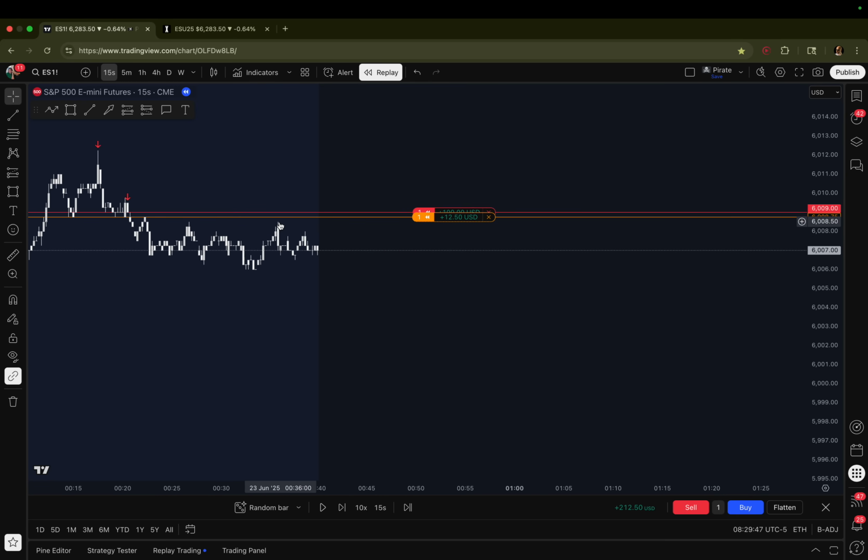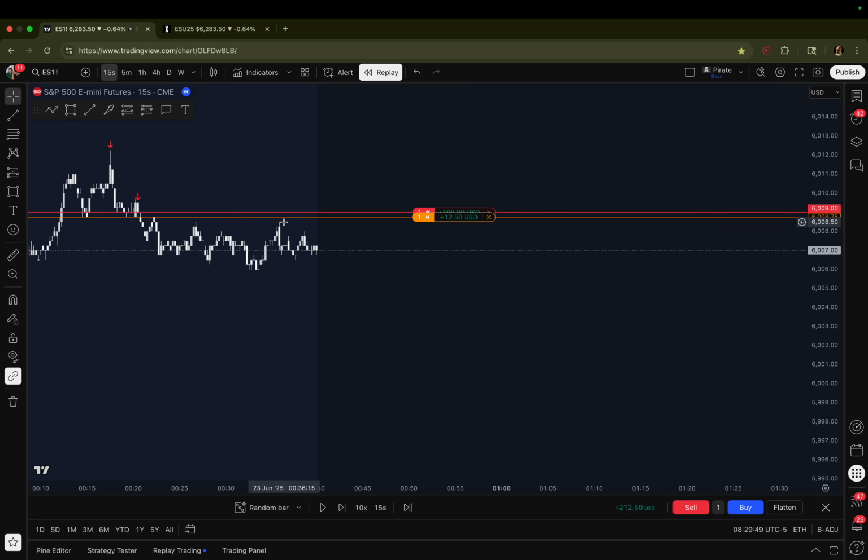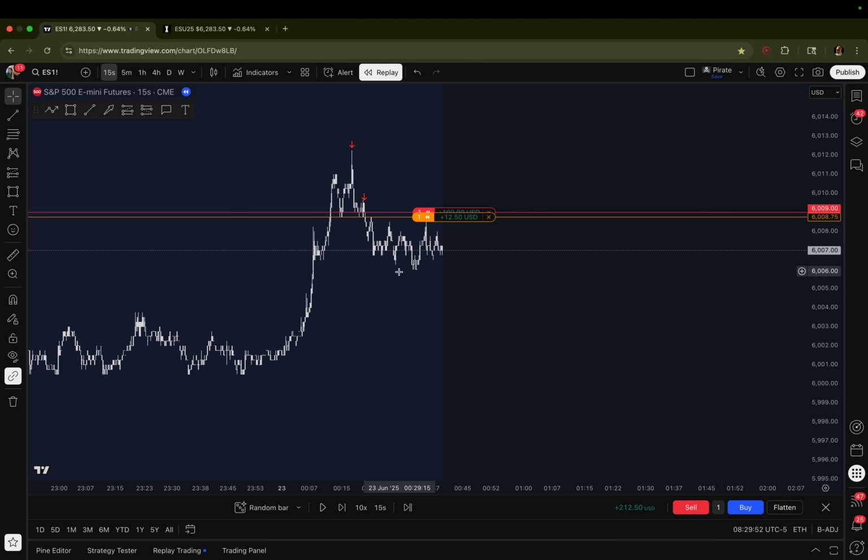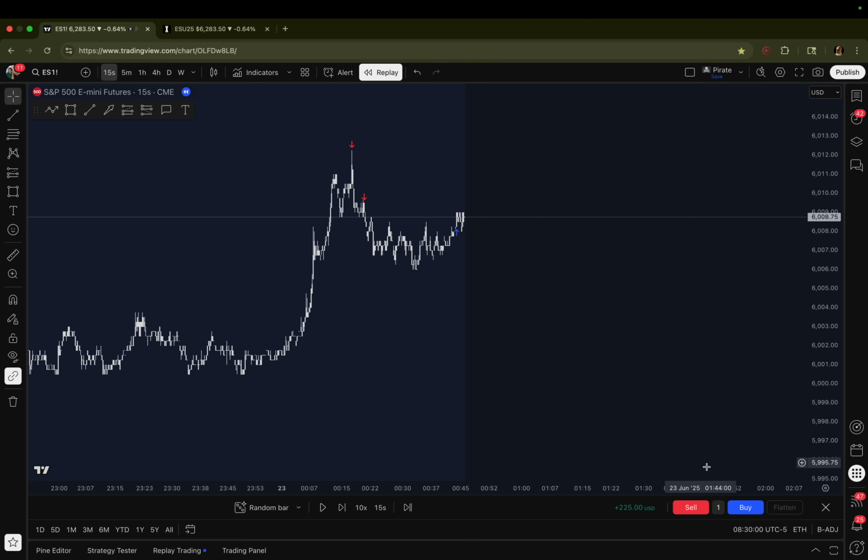And in Forex, that right there would have stopped out, since it's futures, even though it was one tick away from the stop loss. It doesn't matter because you're not going to get triggered. So that one comes out at break even.